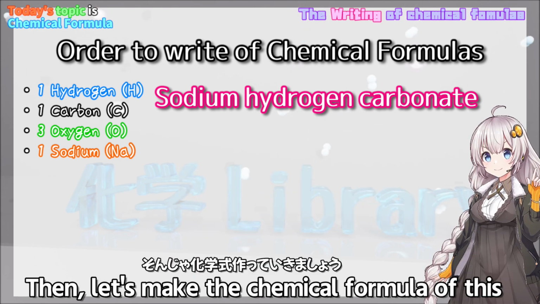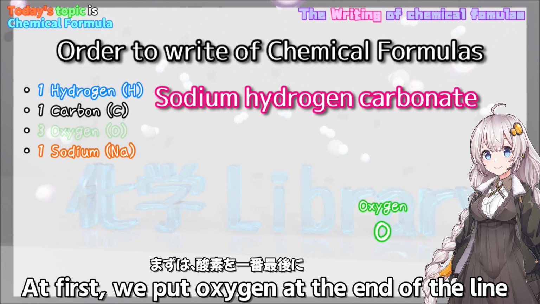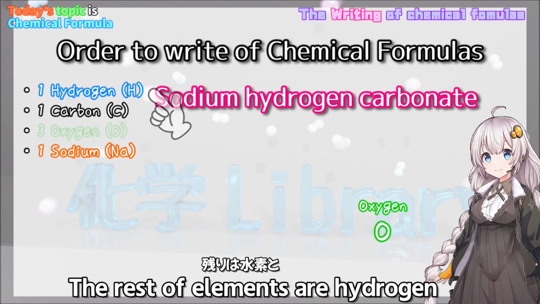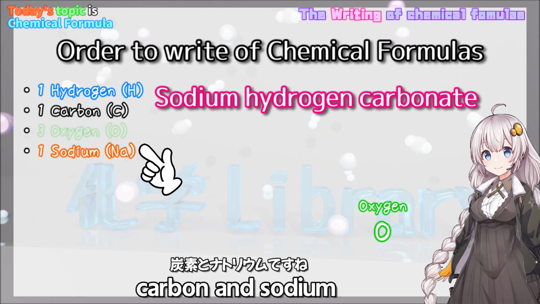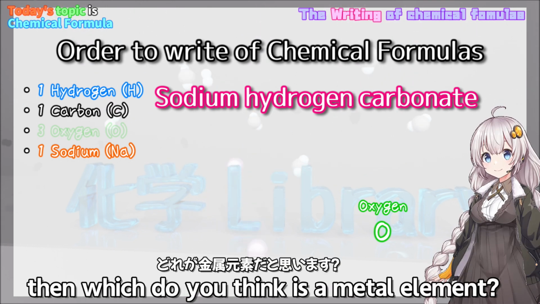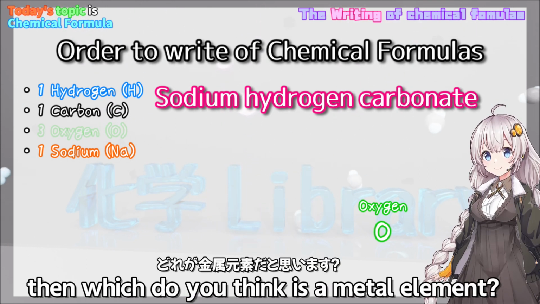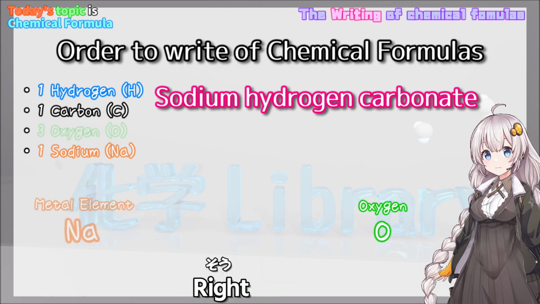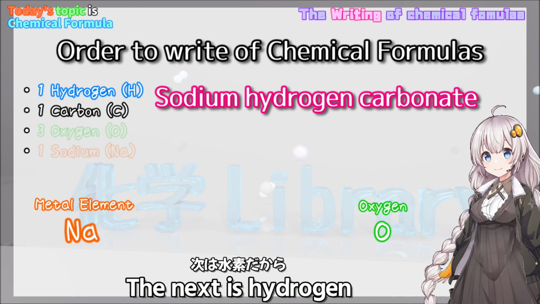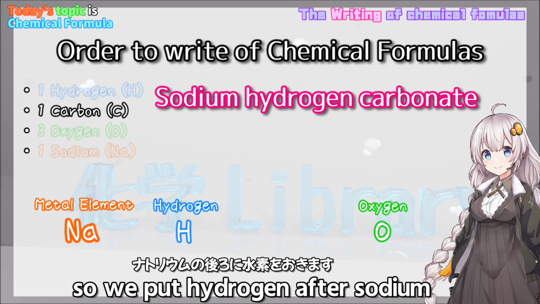Right. Then, let's make the chemical formula of this. At first, we put oxygen at the end of the line. Okay. The rest of the elements are hydrogen, carbon, and sodium. The head of a chemical formula is a metal element. Then which do you think is a metal element? Sodium? Right. The head is sodium, the metal element. The next is hydrogen, so we put hydrogen after sodium.